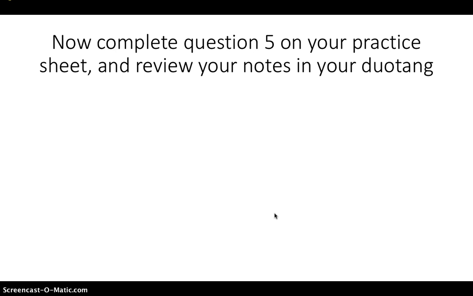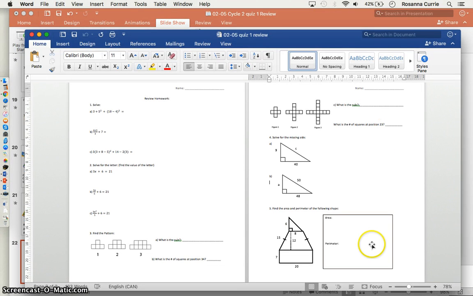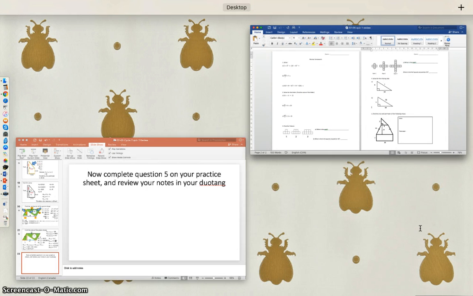Okay, good luck working on the rest of your review. Again, just a reminder, this is what your review sheet looks like. You're now doing this last question, finding the area and the perimeter of that composite shape. You can see it's made up of a few different shapes there. Okay, thanks very much.